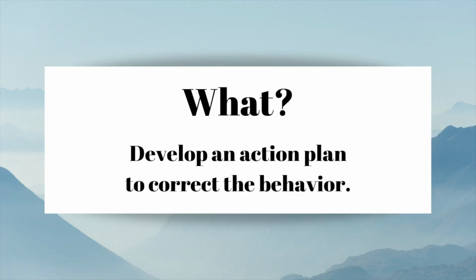So number 3 is going to be your what. And this is really, what are you going to do about it? So develop an action plan to correct the behavior. You really need to sit down again when you have time and say, what am I going to do when the child does this behavior? It may be a simple solution. It may be a complex solution, but you need to decide, what am I going to do? What is going to be the plan?